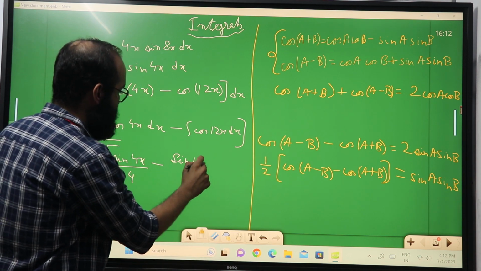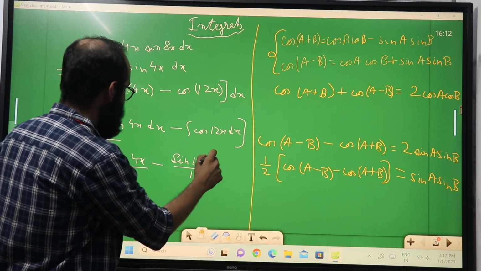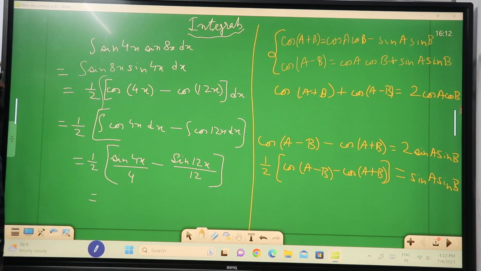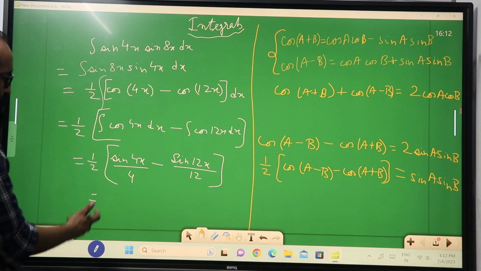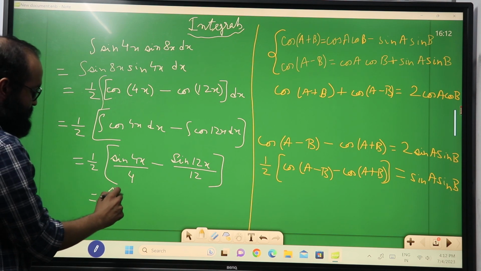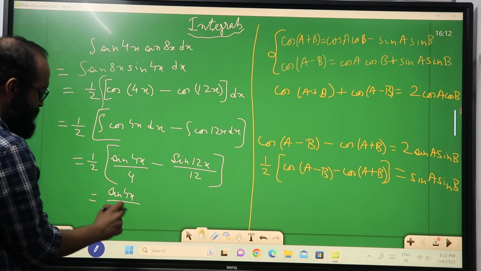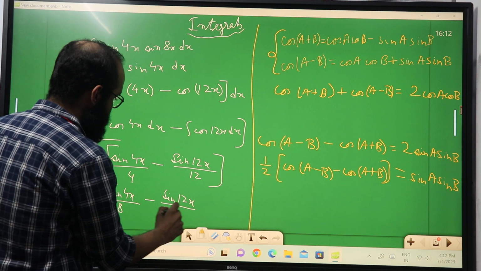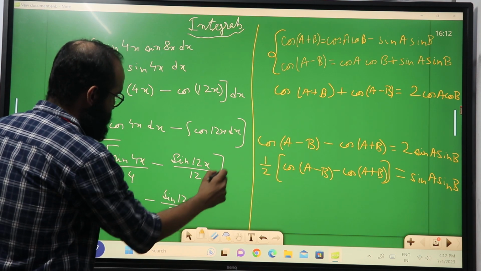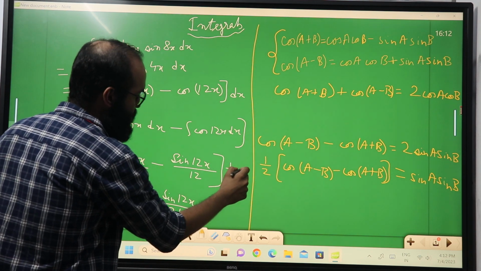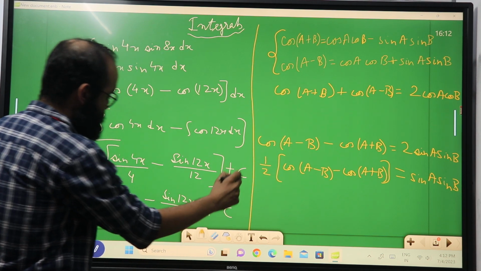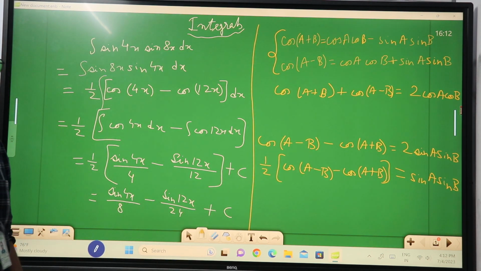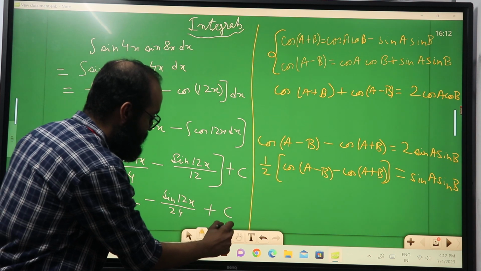Sin 12x by 12. Isn't it? So, what is your final answer? Sin 4x by 8 minus sin 12x by, multiply the half inside, 2 into 12, and by the way indefinite integration, so plus c. So this is your answer. This is your integration answer, isn't it?